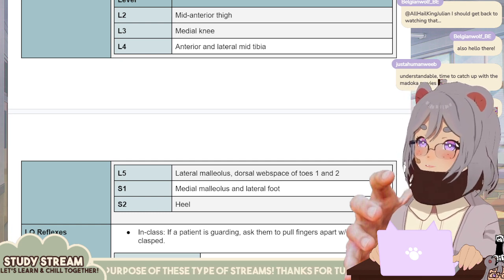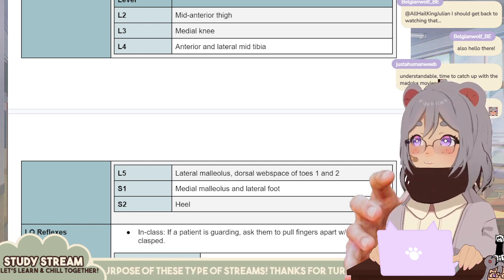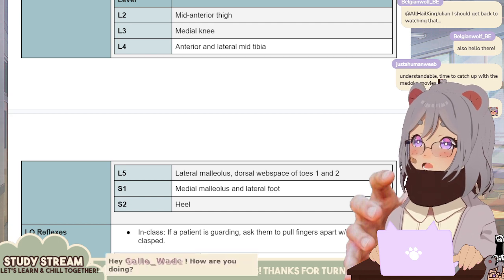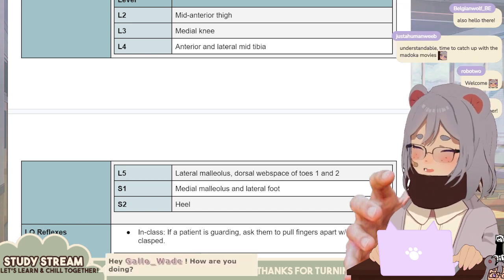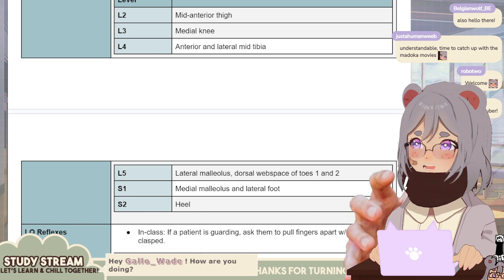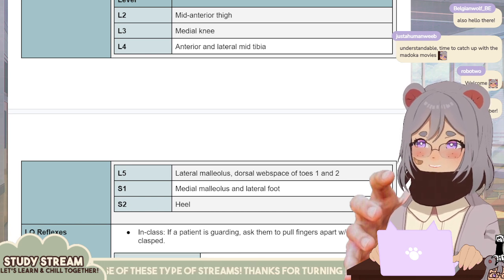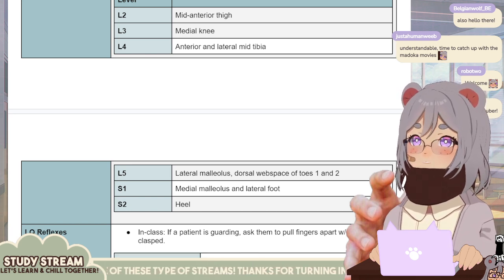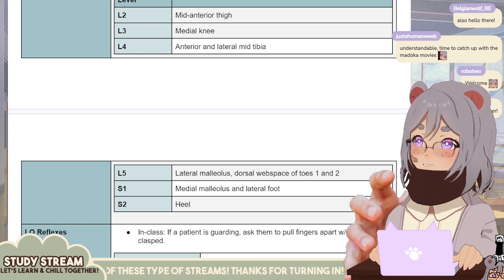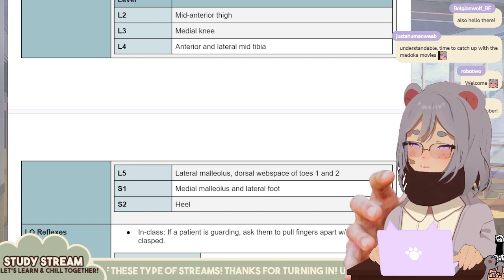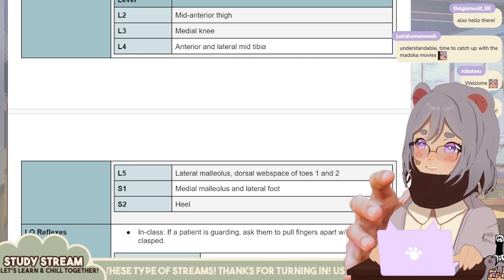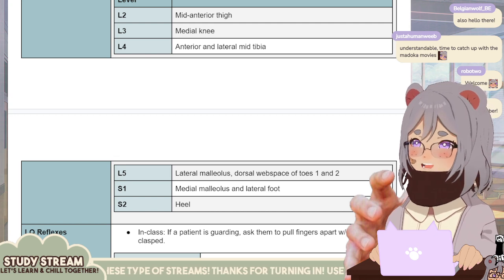Understandable. Time to catch up with the Madoka movies. Wait, you haven't watched Rebellion either? Oh, I mean, technically, I guess you can watch the Madoka movies, but I definitely have not watched the Madoka movies. Does that sound weird? I've only watched the anime and Rebellion, but I recall that the movies were basically the series summed up. I'll do more research.